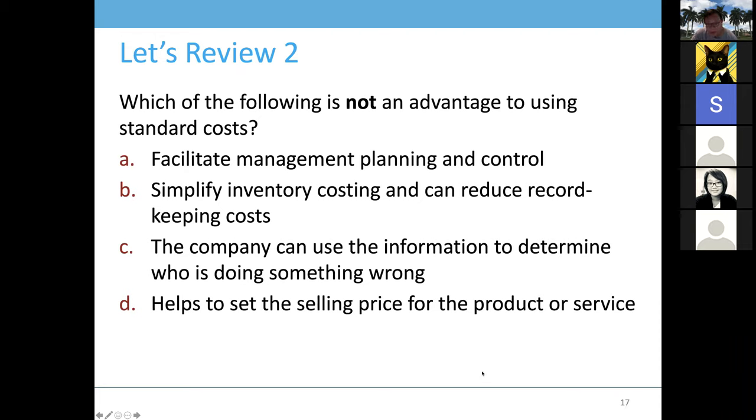Okay, so the answer is C. I talked about the advantages of using standard cost, right? You can do planning and control, you make the calculation of inventory simple, and you are able to set up the price. You don't have to wait until you receive the actual cost. But C is the one we didn't talk about.